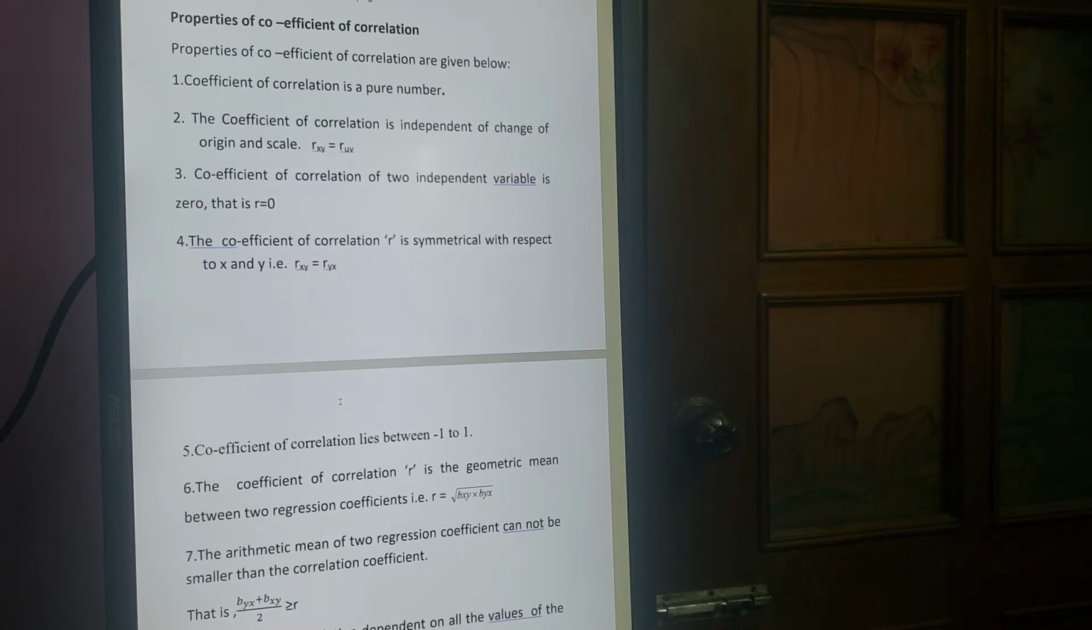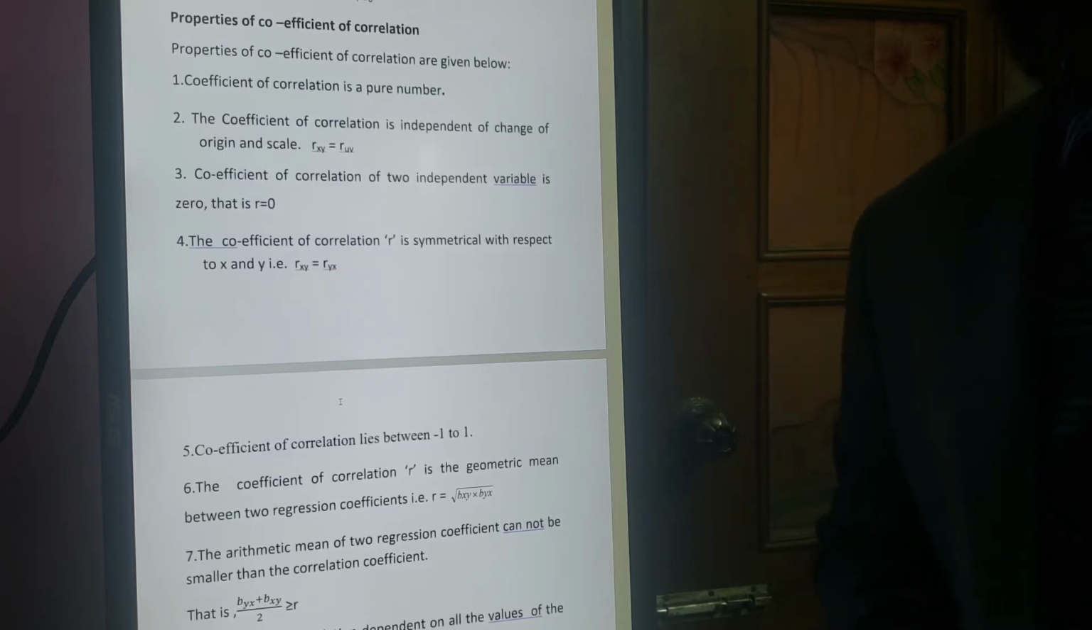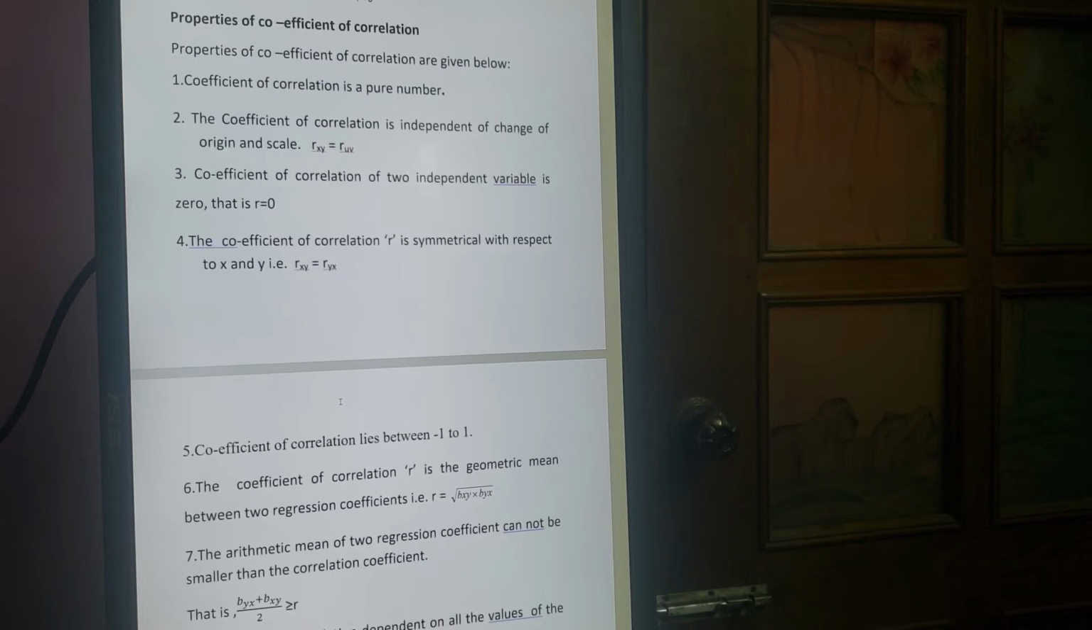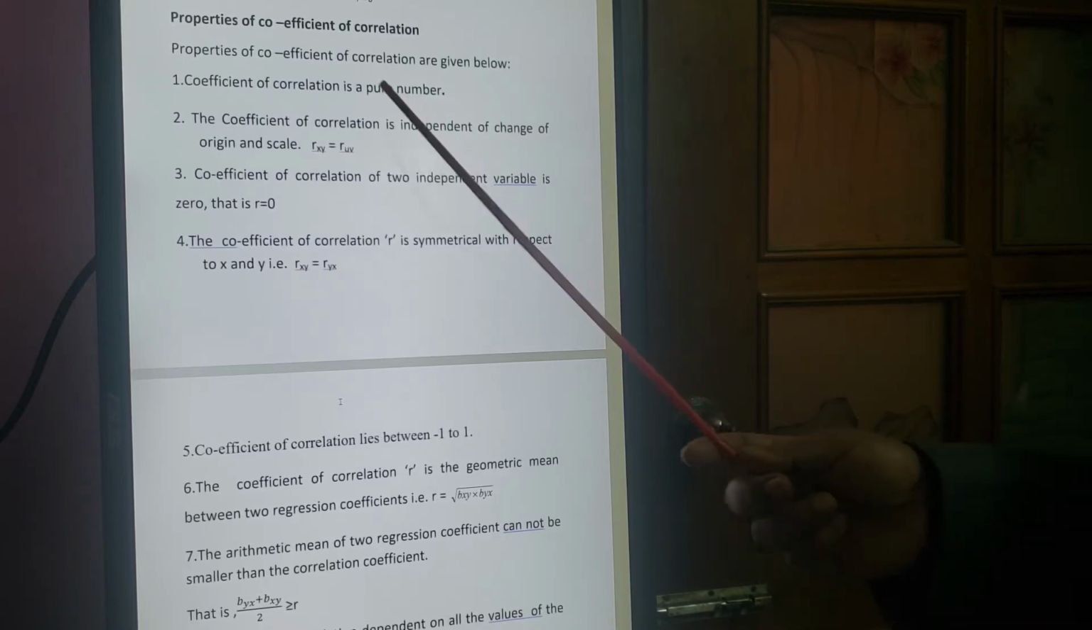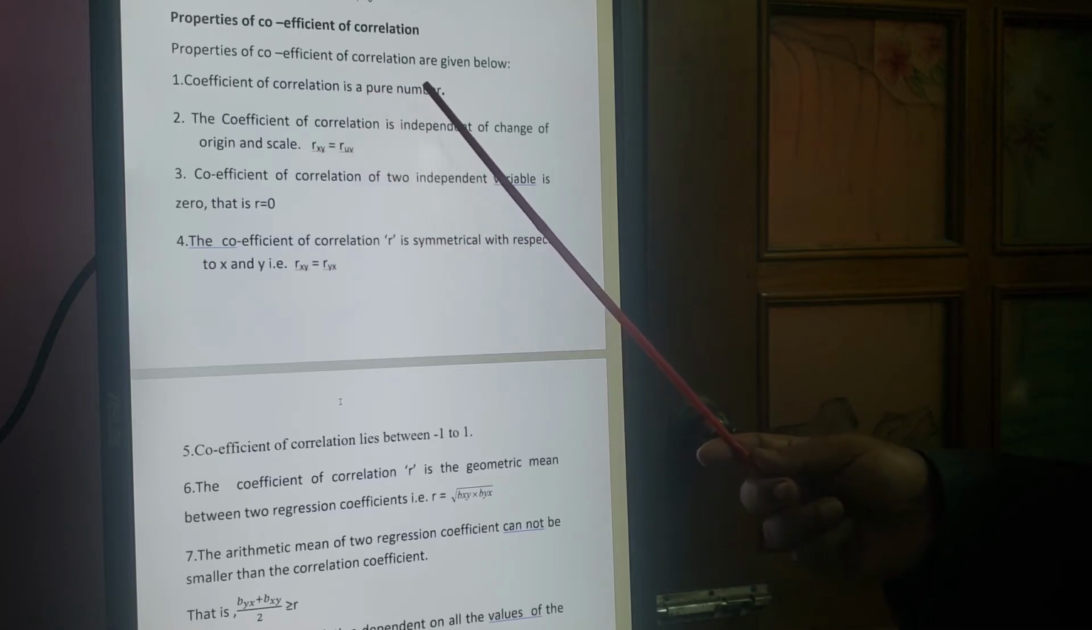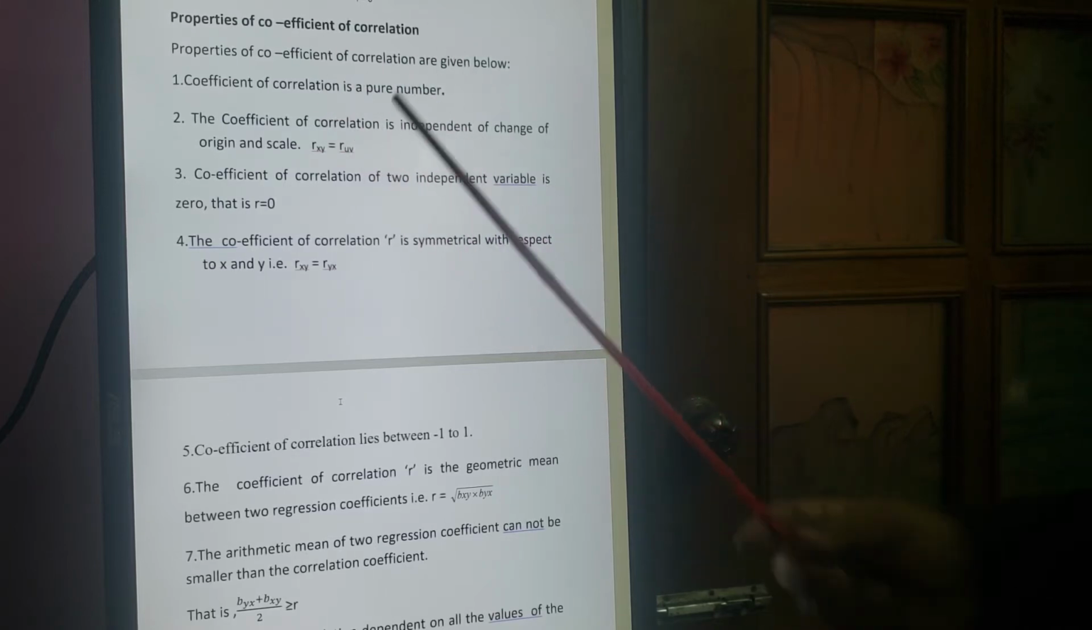You know the formula that I have discussed earlier. Coefficient of correlation equals the summation of (xi minus x bar)(yi minus y bar) over the root of the summation of (xi minus x bar) square times the summation of (yi minus y bar) square. This is a ratio. In the numerator you have x and y, in the denominator also x and y. Since it is a ratio, the units will cancel. So there is no unit. That is, the coefficient of correlation has no unit. So it is a pure number.